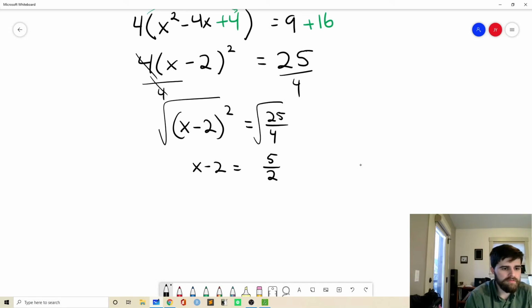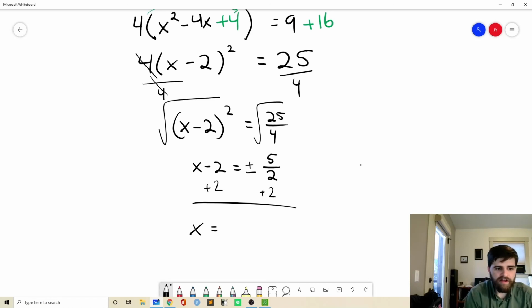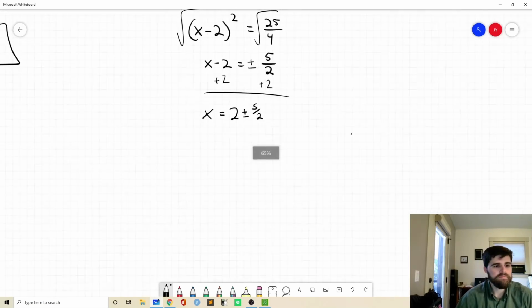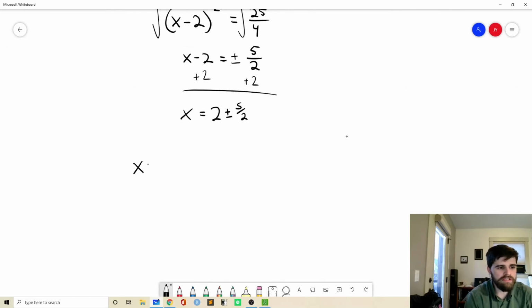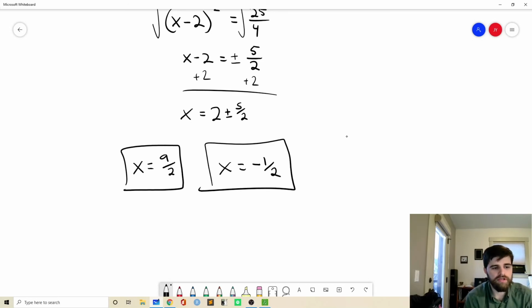All right, it's a little ugly. Now we can get x alone by just simply adding 2 to both sides. So x is equal to 5 halves plus 2, or negative 5 halves plus 2. So I'm going to write this out first so I don't confuse myself, and then come up with my 2 answers. All right, so 2 would be 4 halves. So 4 halves plus 5 halves is 9 halves, right? Or 4 1/2 is a good answer. 4 halves minus 5 halves would be negative 1/2.